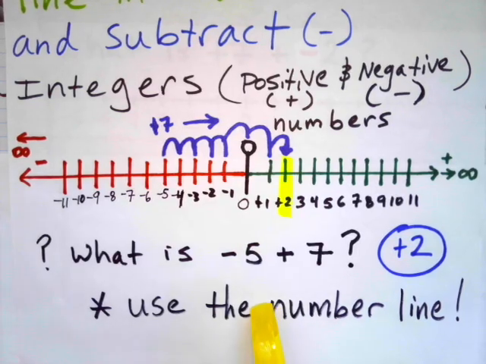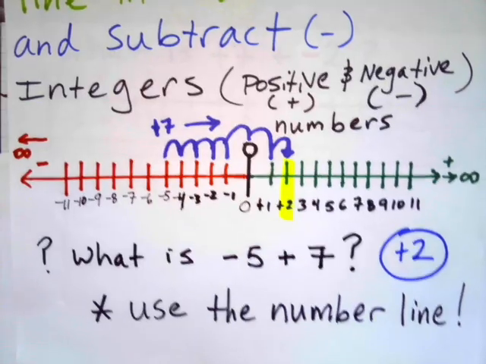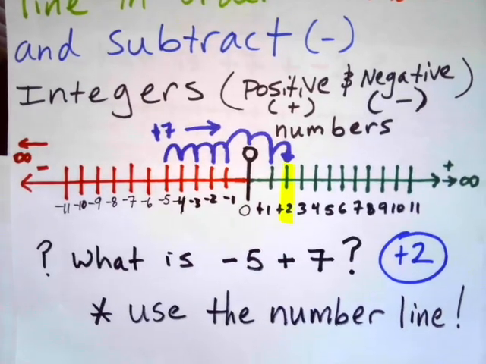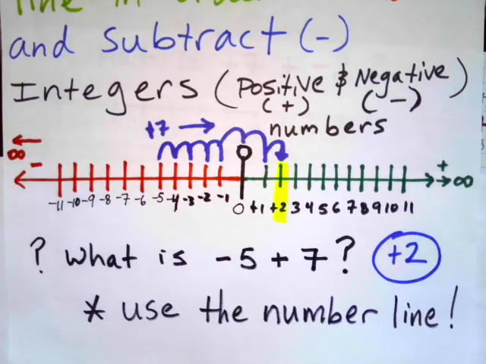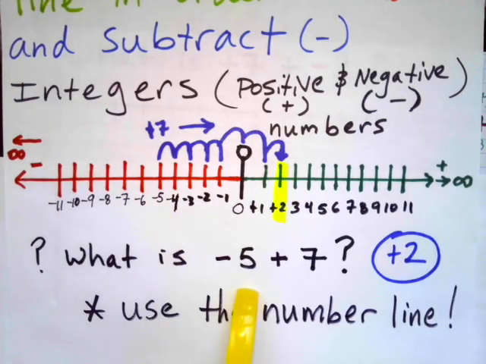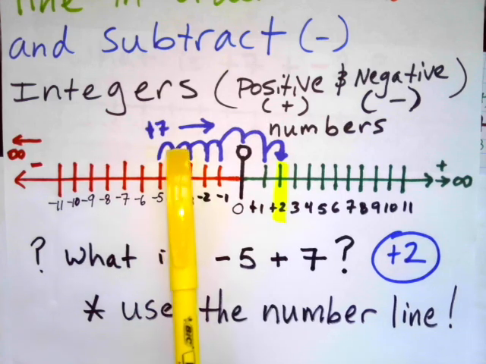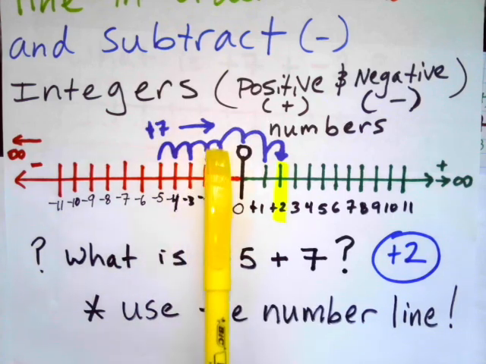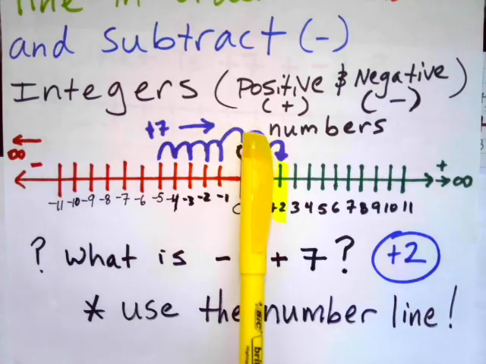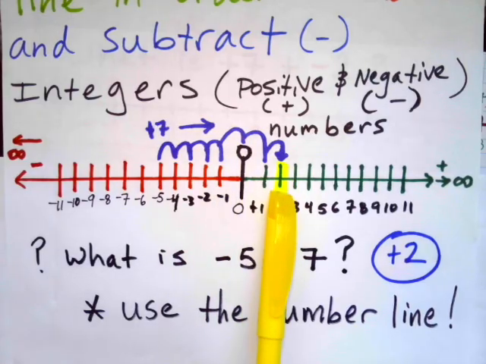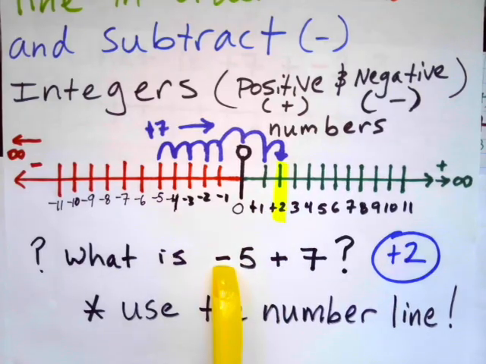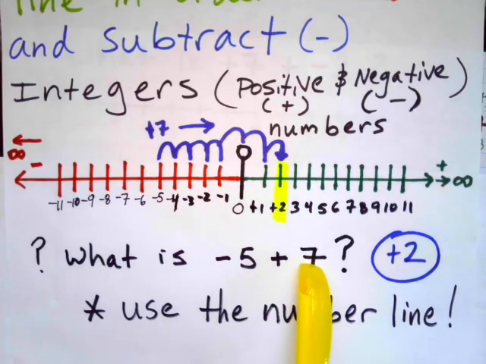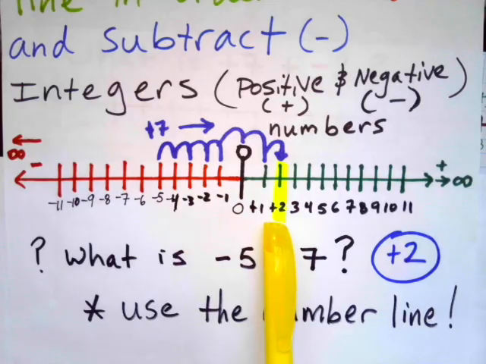I could start at -5 or I could start at a +7. In the example above, I have started in the blue at a -5. Then I'm going to add 7 in the positive direction. 1, 2, 3, 4, 0 is 5, 1 is 6, and then here is 7. I stop at 7. -5 plus +7 gives me a +2.